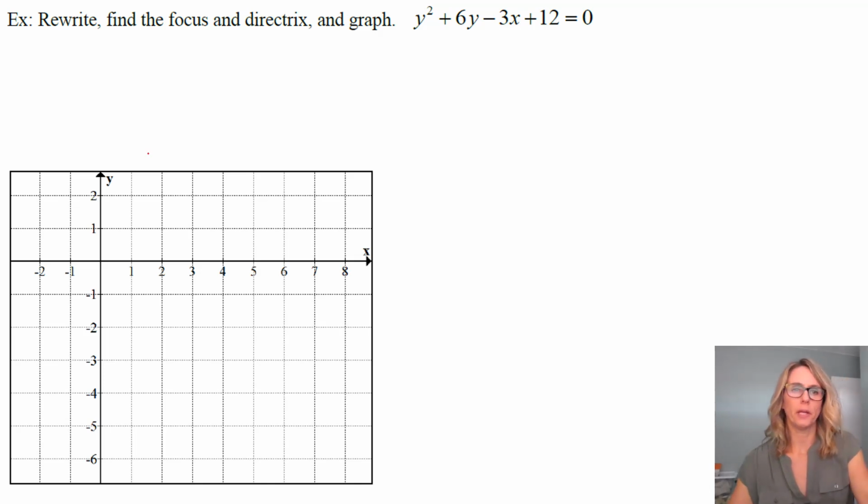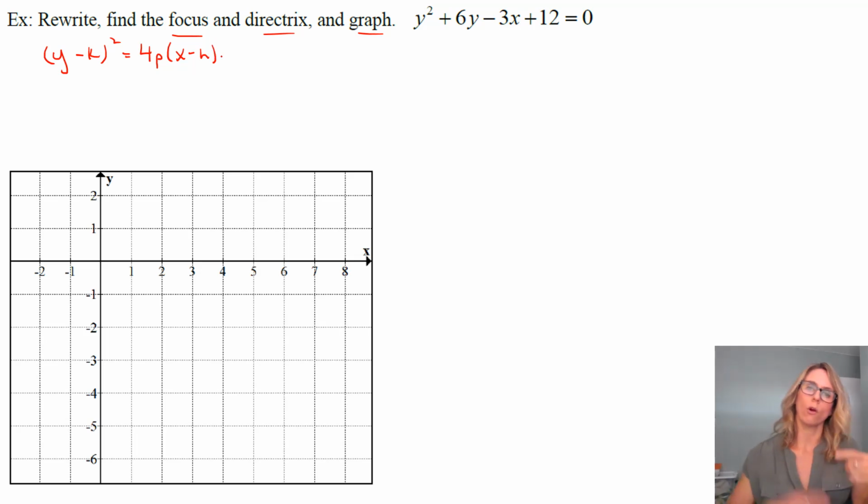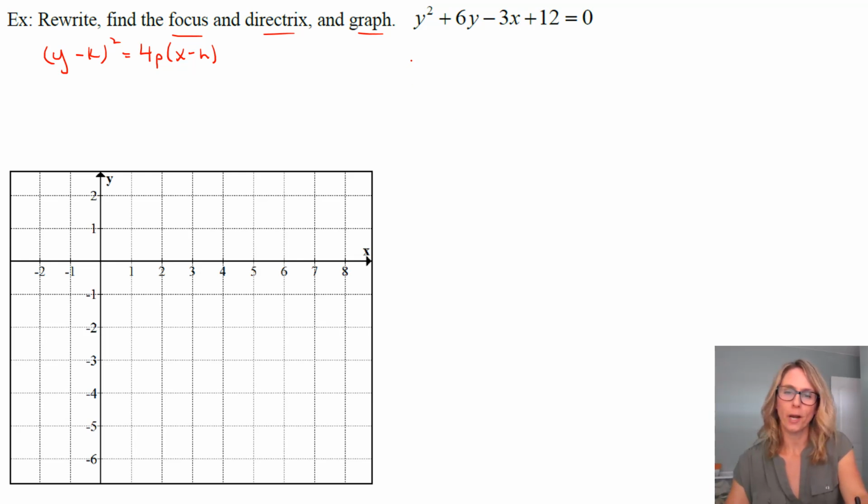So we have an example here. Our job is to find the focus, directrix, and graph. So that means we need to write it in that form that we saw. In this case, we have the y squared, so it'll be y minus k squared equals 4p times x minus h. So that's our goal, to first write this in that form. So it's going to involve completing the square. We've done that before. It's coming back. Make sure you know how to complete a square.